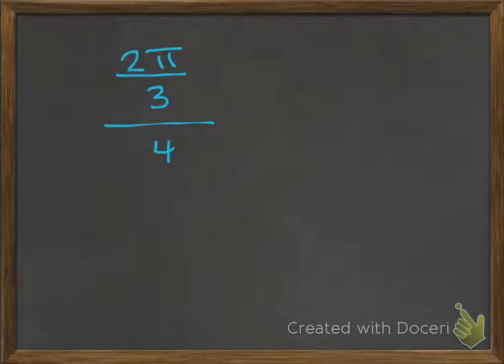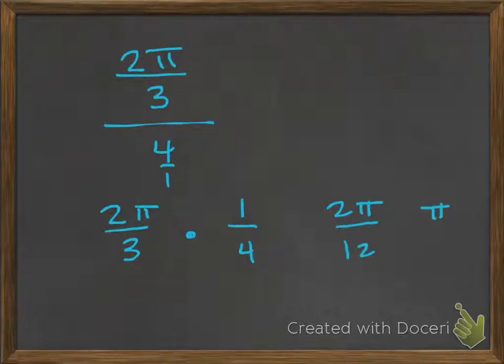You keep, change, flip. So I would keep the 2 pi over 3 and I would multiply by 1 over 4, because technically this is 4 over 1. So when I divide these out, keep, change, flip, I end up getting 2 pi over 12, which can reduce to be pi over 6. So those are some concepts that I see when I'm looking at your worksheets that you've been turning in. Those are the 3 concepts that I see that we are struggling with.